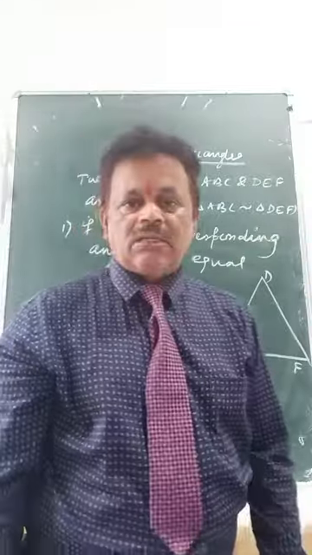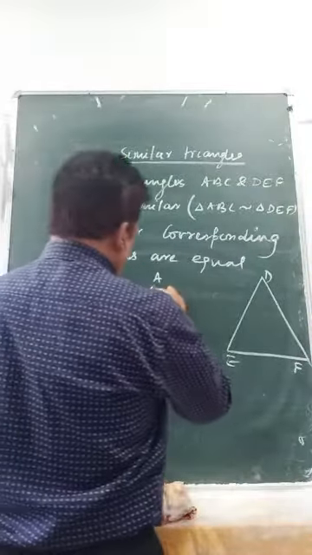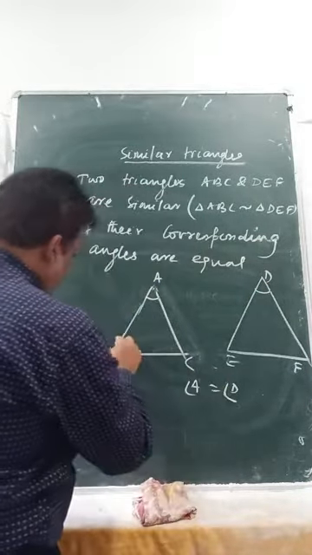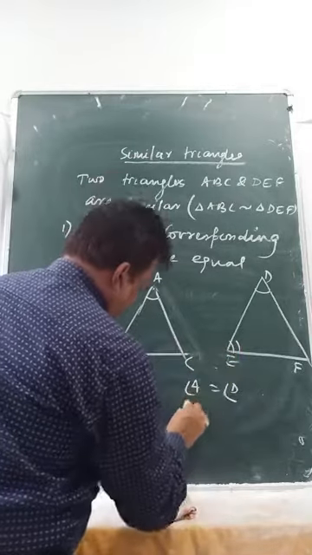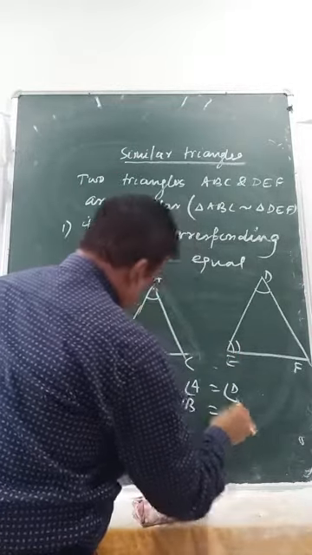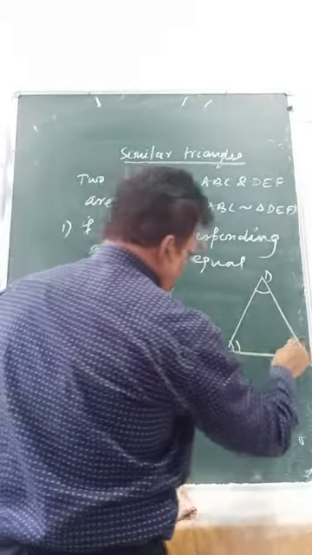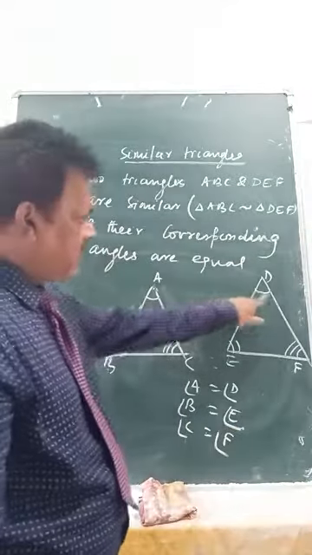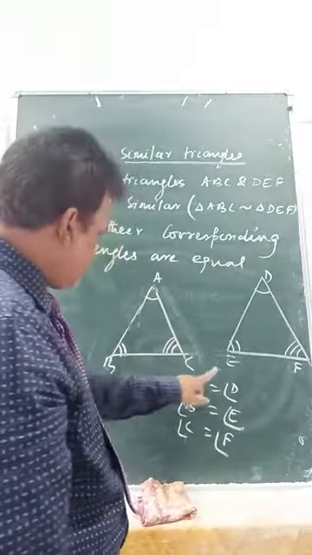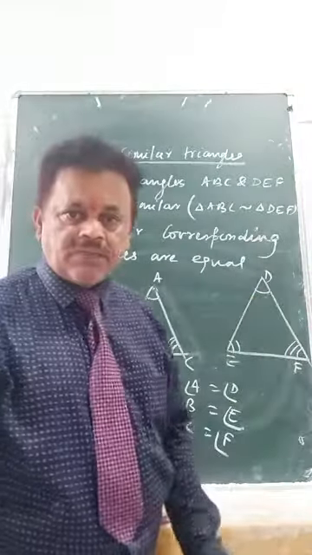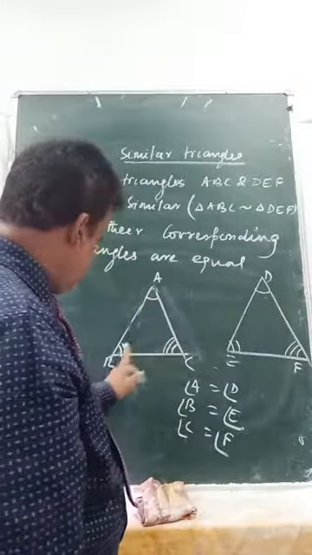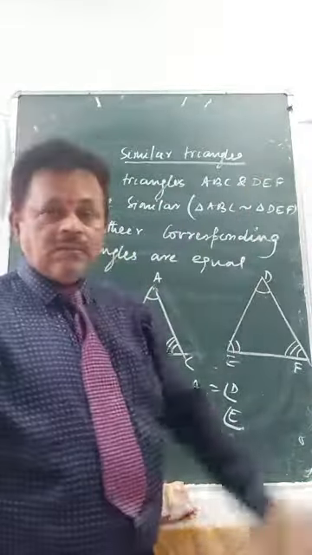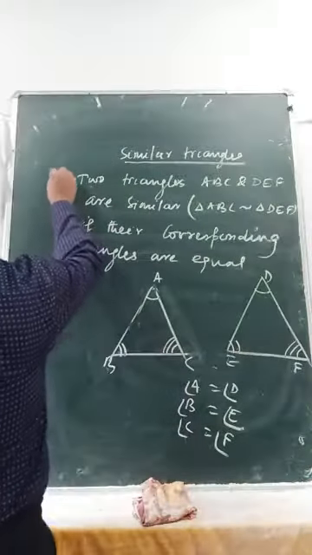So when you say corresponding angles are equal, you have to say A angle equals D angle, B angle equals E angle, C angle equals F angle. If this angle is equal to this, these are corresponding angles. This one equals this, not corresponding. Corresponding: B, E, C, F. If this happens, then you can say two triangles are similar. This is the first point.